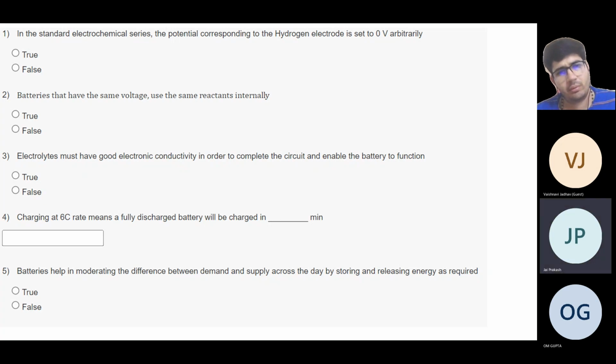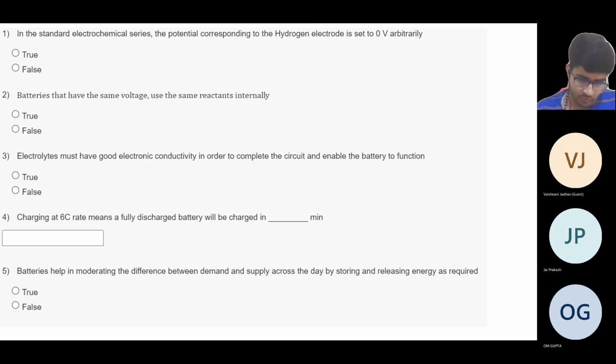10 minutes. Okay. Batteries help in moderating the difference between demand and supply across the day by storing and releasing energy as required. True or false? True.